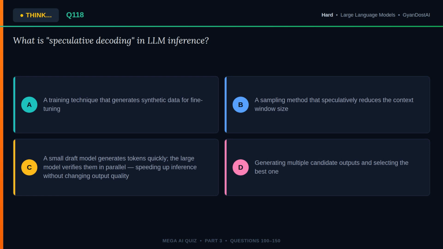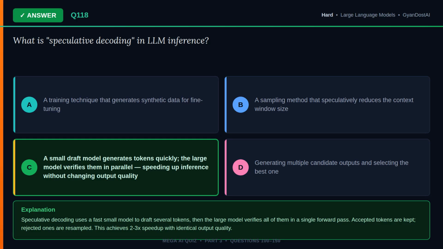Question 118. What is speculative decoding in LLM inference? Option A. A training technique that generates synthetic data for fine-tuning. Option B. A sampling method that speculatively reduces the context window size. Option C. A small draft model generates tokens quickly. The large model verifies them in parallel, speeding up inference without changing output quality. Option D. Generating multiple candidate outputs and selecting the best one. The correct answer is C.